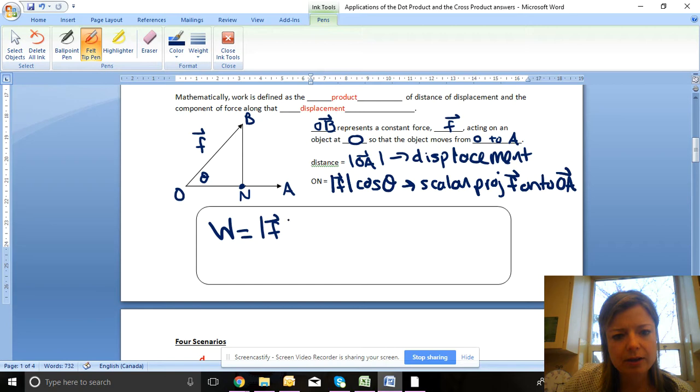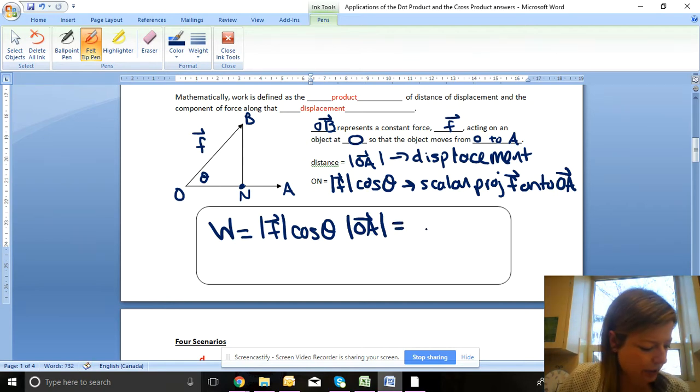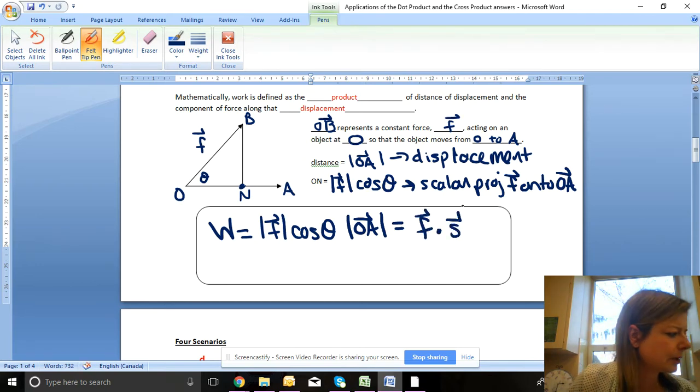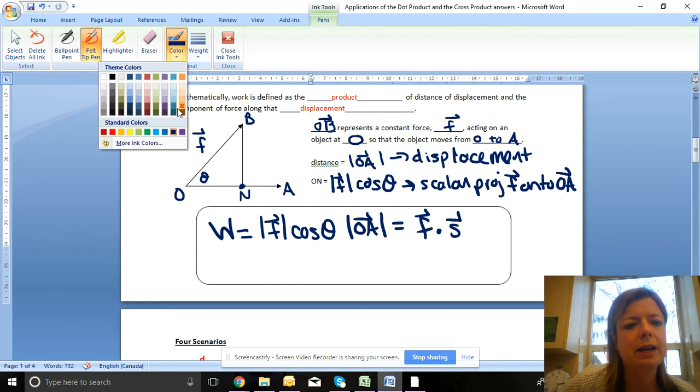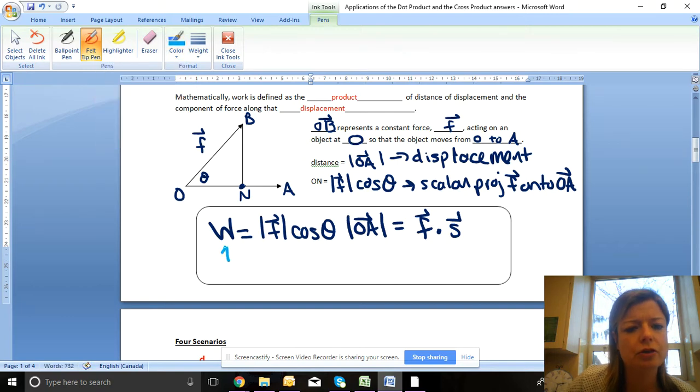the magnitude of the force times cos theta. So that is the scalar, the horizontal component of the force, times OA. Okay, so that is the displacement in the direction. So this is actually equal to the force dotted with S, where S is the displacement of the object. So this is force dotted with displacement, but this is usually what we will use. Just so you know, this is measured in joules, which is a capital J.